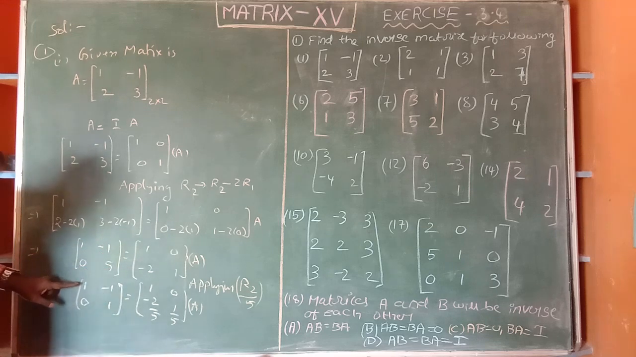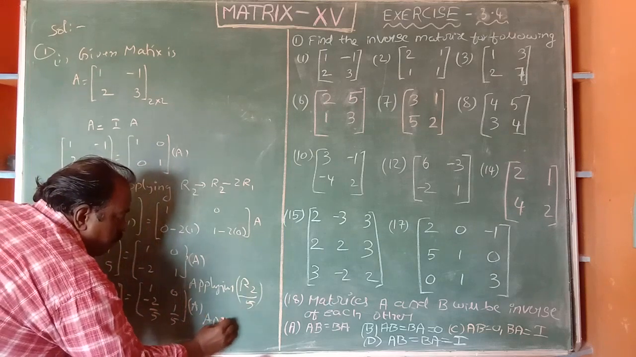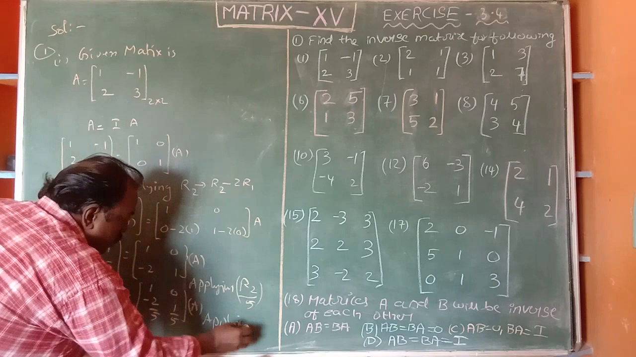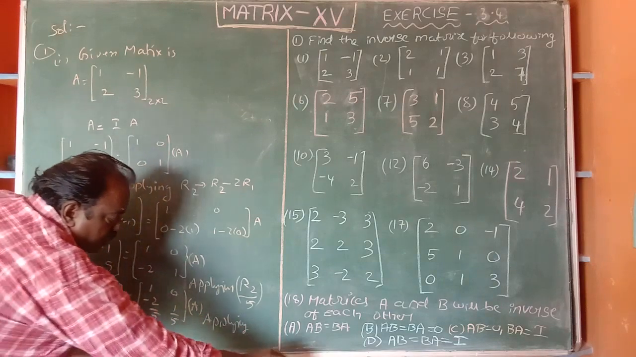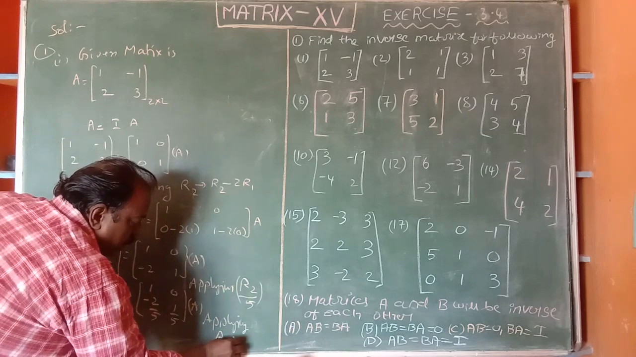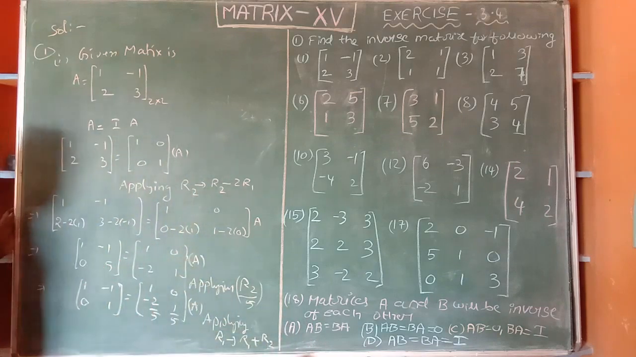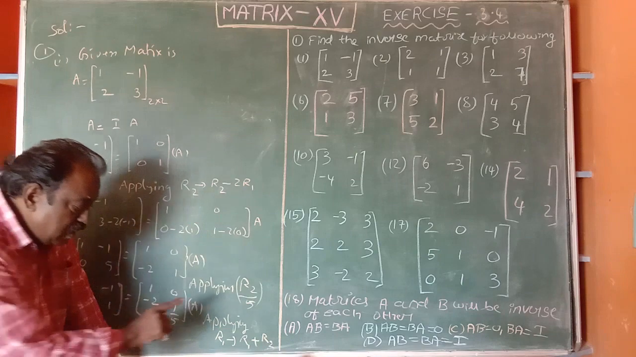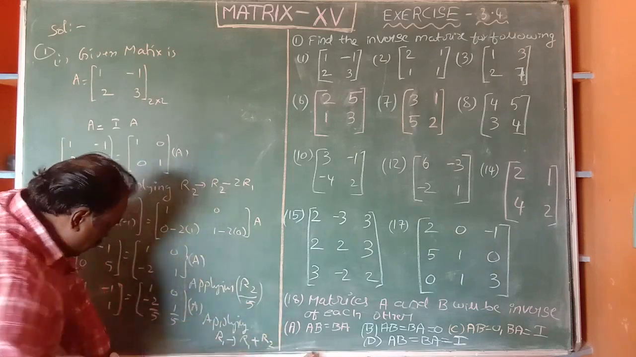Here, it will not be disturbed. 1 plus 0 is 1 only. So what are we applying here? By applying R1 plus R2. Try to understand, here I am writing: R1 will become R1 plus R2.